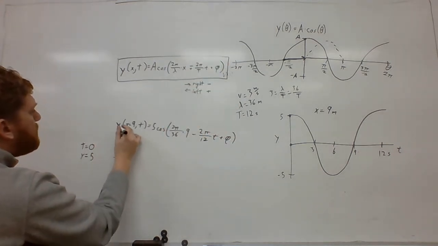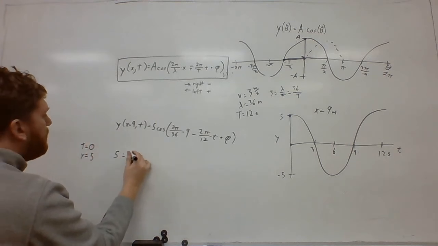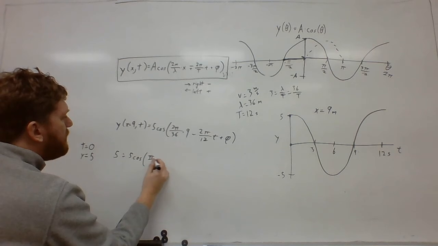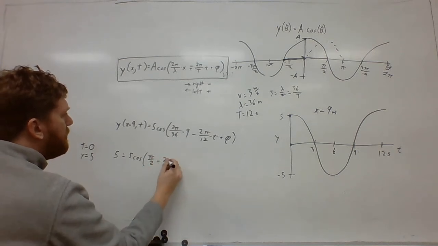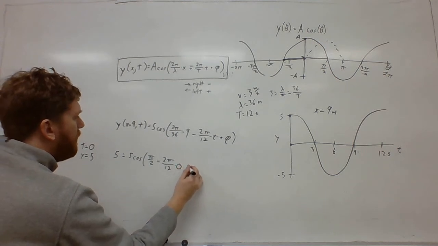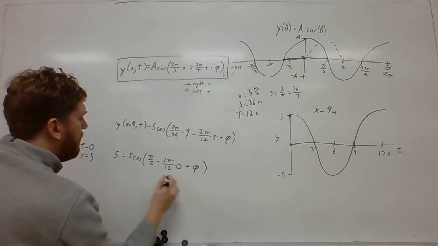So 5, I'm just plugging 5 in for y, is equal to 5 cosine, we determined this was pi over 2, minus 2 pi over 12 times time, which is 0, plus the phase constant.